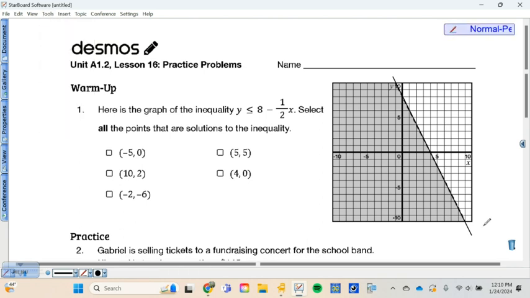Okay, so now you have a solid line. So now what I want you to do is select the points that are solutions to this inequality. So who knows what to do for something like that? What are we going to do to figure out whether these are solutions or not? We could test our points, right? Because what does the first number represent? It's going to be x. And what's my second number? Y. So you're right, I could test the points, and that's what we did yesterday.